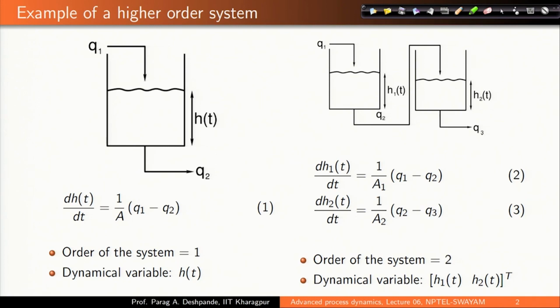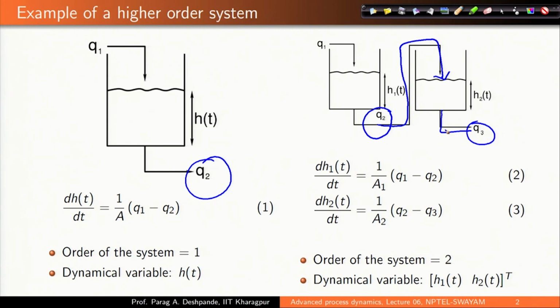Now, you imagine that the output from the first tank, this one, is fed to the second tank. So, in the figure on the right hand side you have the output from the first tank, and this output is fed as an input to the second tank, and you have the ultimate output from the entire system as q 3.